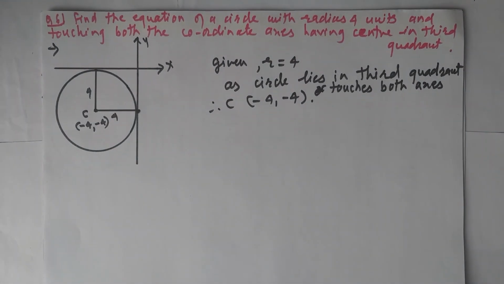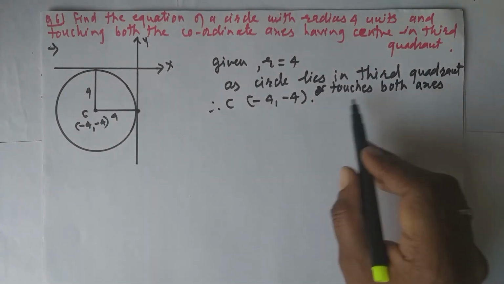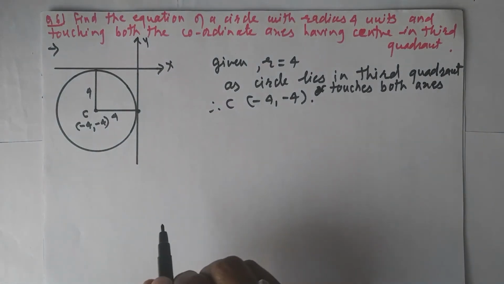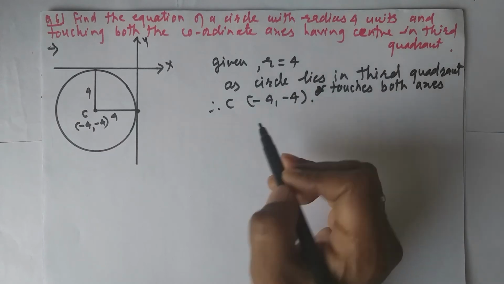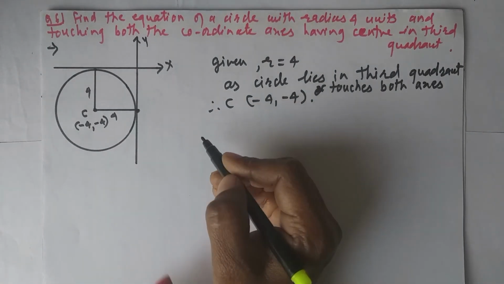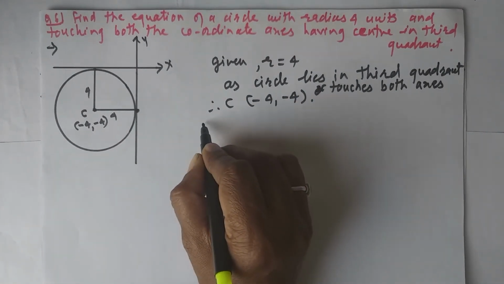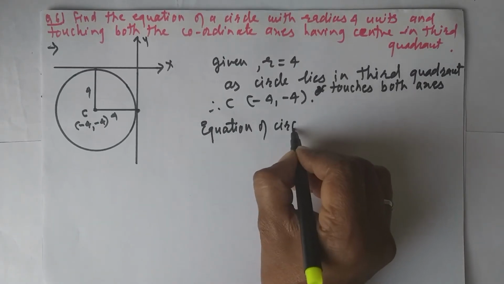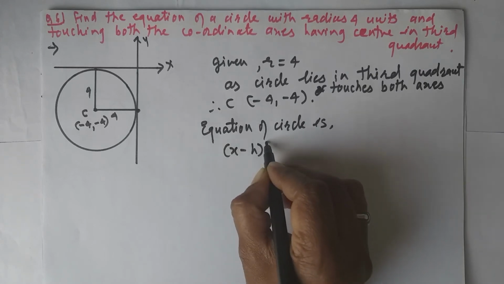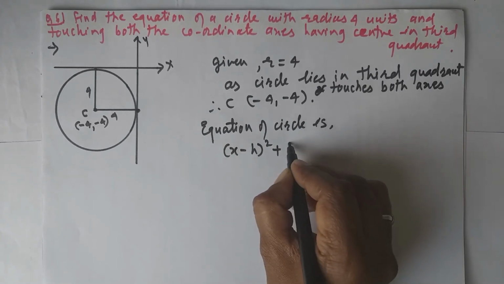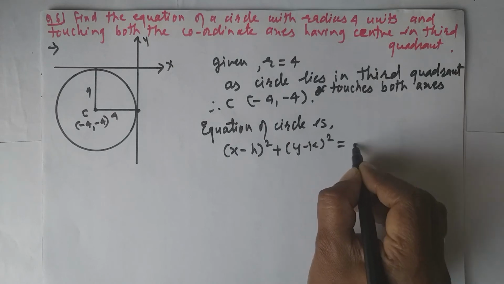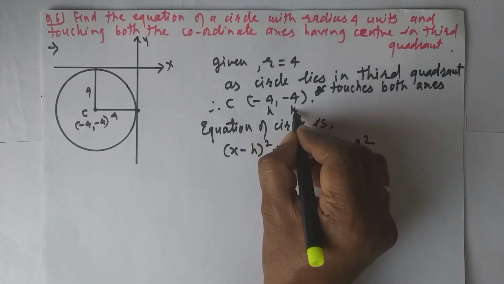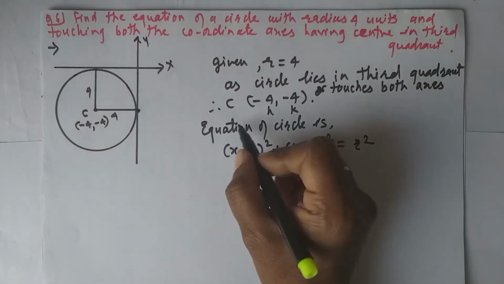Now we will write this here. As the circle lies in the third quadrant and touches both the axes, therefore the center will be (minus 4, minus 4). Here we know the center and radius, so it is very easy to find the equation of the circle using the center-radius form. Therefore you write down the equation of the circle is, and what is the formula for the center-radius form? (x minus h) square plus (y minus k) square is equal to r square. Consider this x coordinate as h and the y coordinate as k of this center.